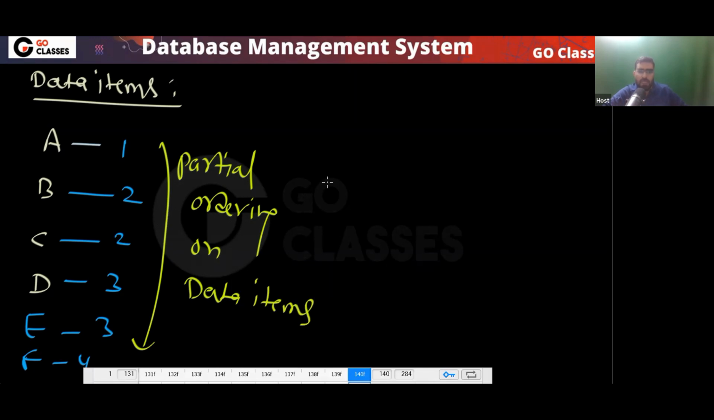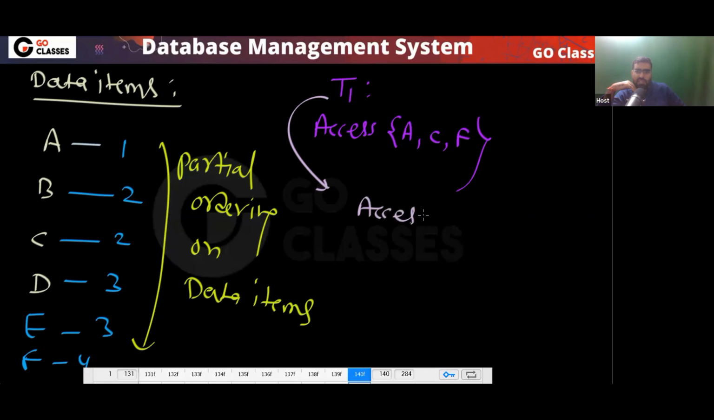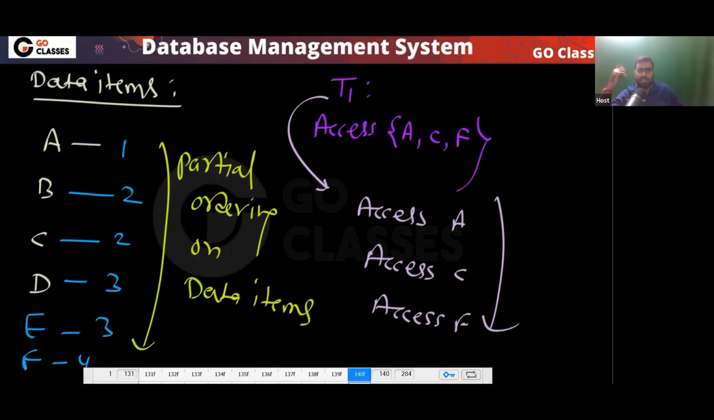Now let's assume T1 needs to access A, C and F. Then what will this T1 do? It will access A first. Very simple. First it will access A, then it will access C, and then it will access F. So in this order, it will have to access.